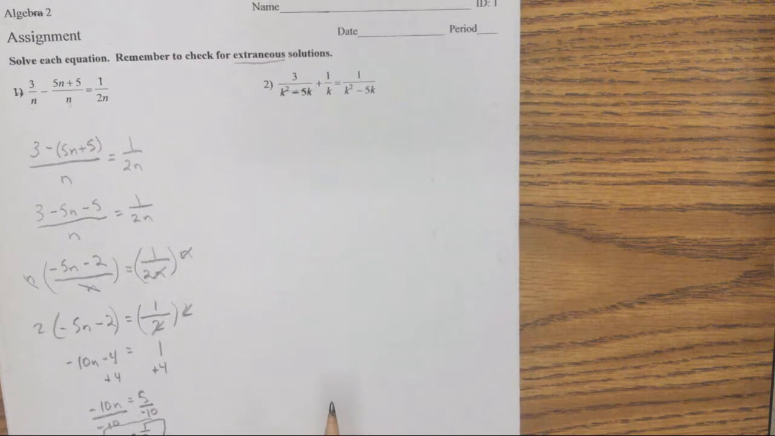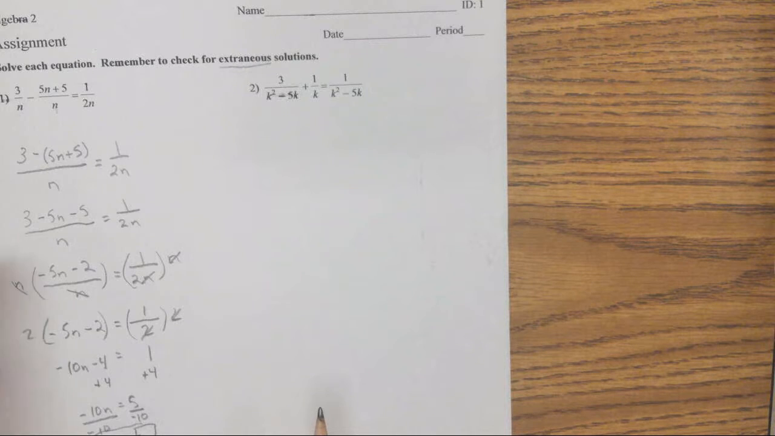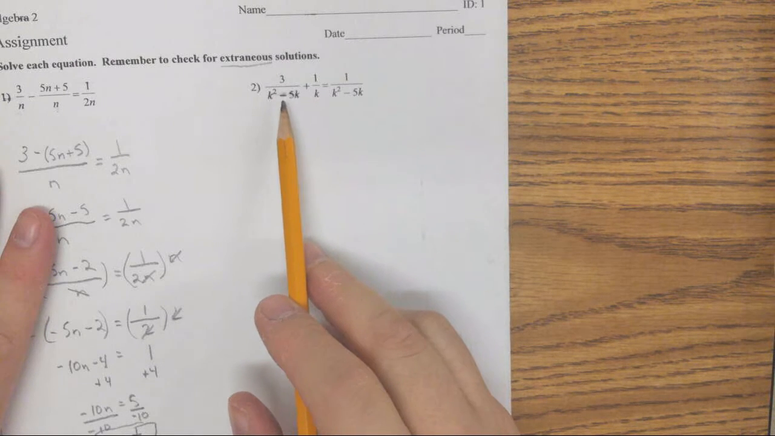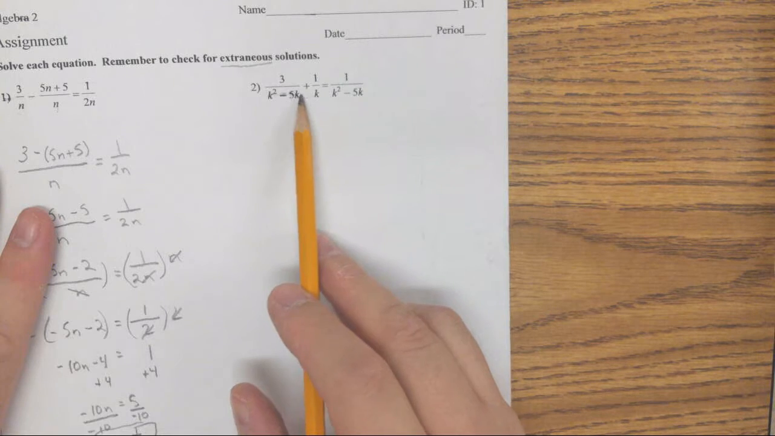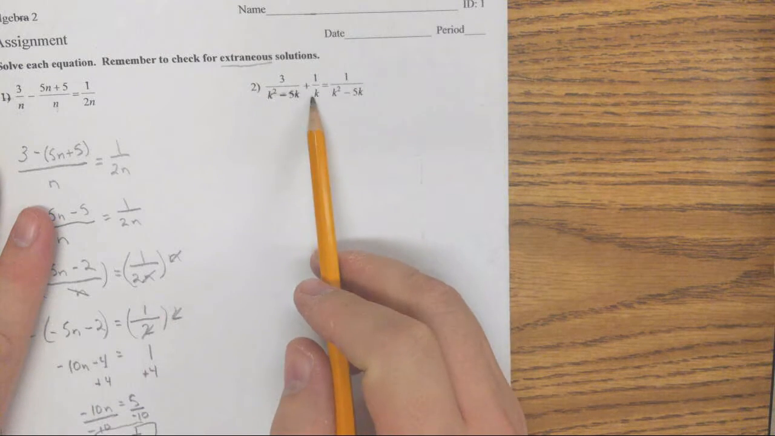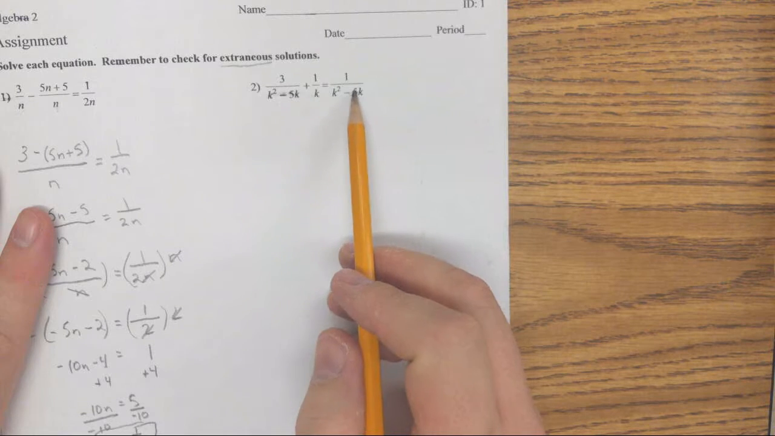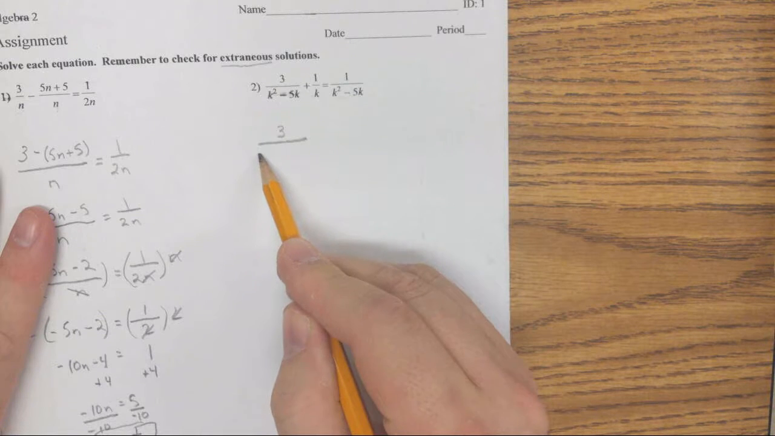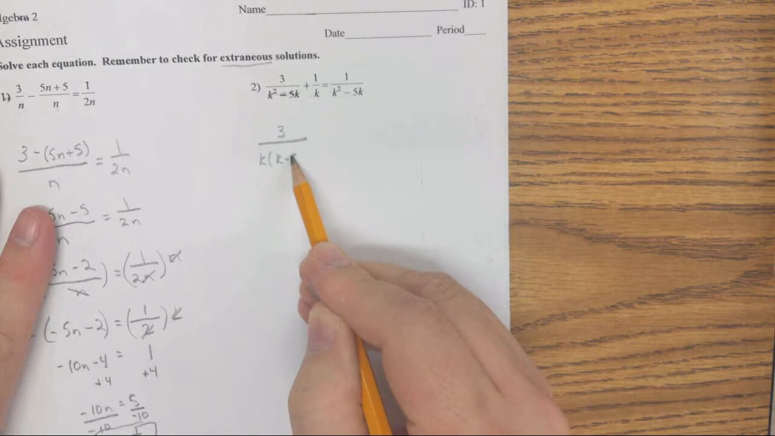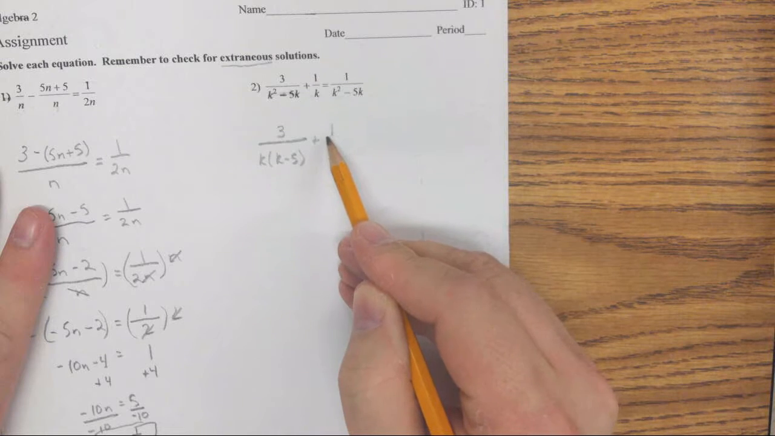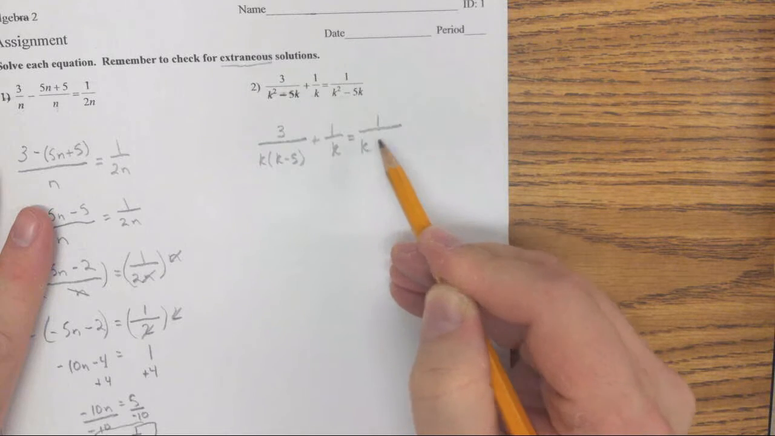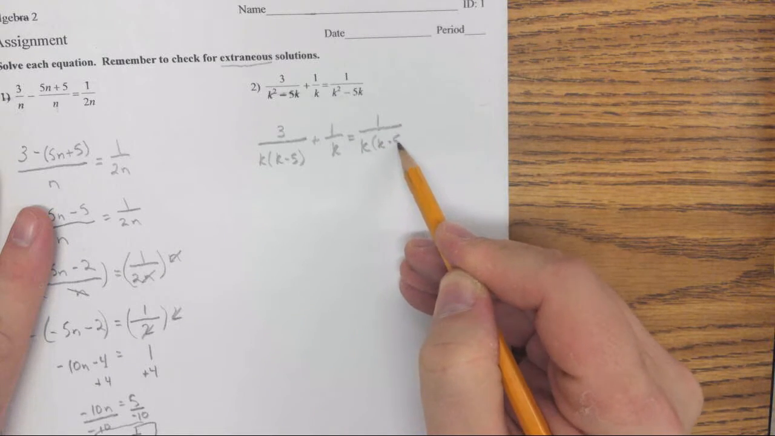Let's look at the next one. This one isn't really that bad either. The one thing that you do want to do when you're solving these, though, is you want to factor these just like you did when you were adding and subtracting, just so you could find out what the common denominator across all of these are, both sides. So this is going to be 3 over k times k minus 5. It's going to be plus 1 over k. This is equal to 1 over k times k minus 5 again.